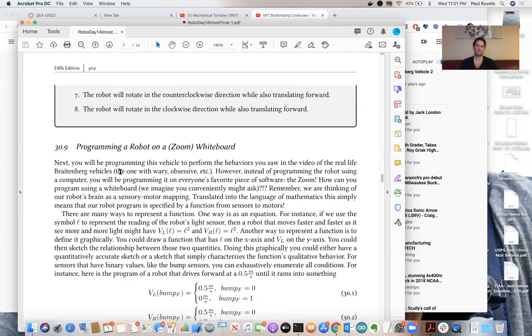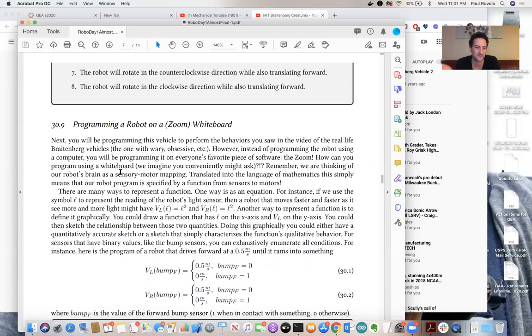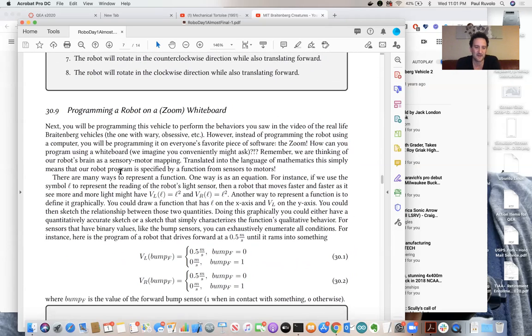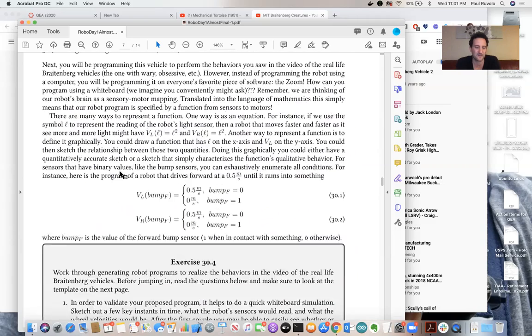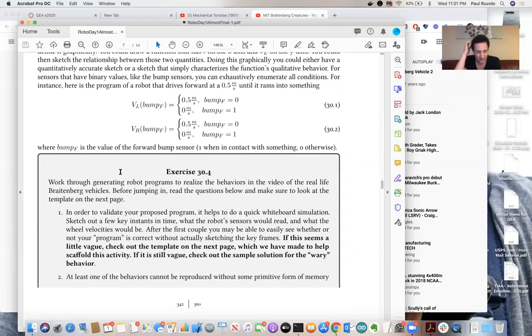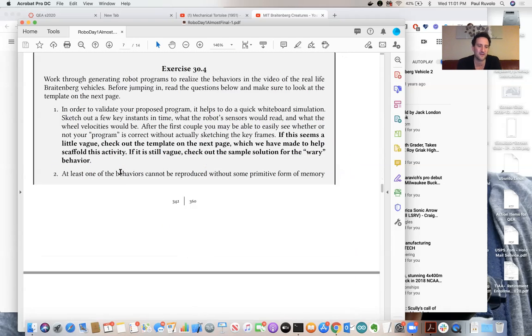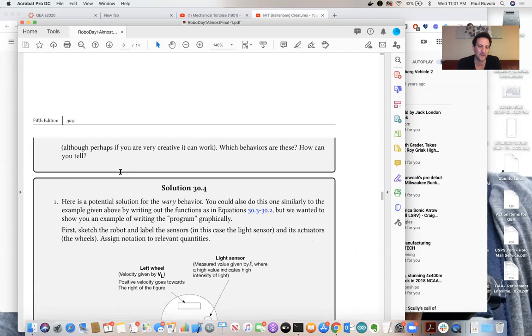Okay, cool. Now we get to this idea of programming a robot on a Zoom whiteboard. We used to do it on a whiteboard, but you may want to do it on the Zoom whiteboard. We do have some suggestions for workflow that I'll mention in a second. Let's go through one of these solutions here. The idea is to try to program one of these behaviors, and then we're going to leave it up to you to program the rest of them. Let me show you how we're imagining that going.